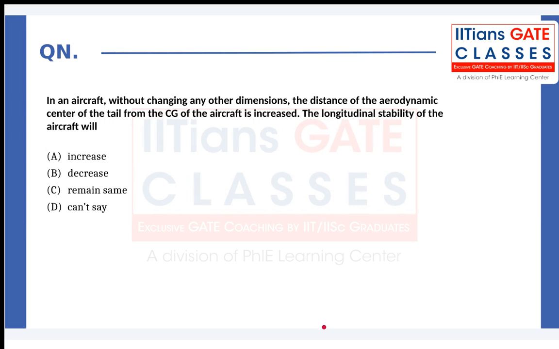So let's start with the questions. The first question is: in an aircraft, without changing any other dimension, the distance of the aerodynamic center of the tail from the CG of the aircraft is increased. The longitudinal stability of the aircraft will increase, decrease, remain same, or you cannot say. You can just refer to the equations that we had seen.